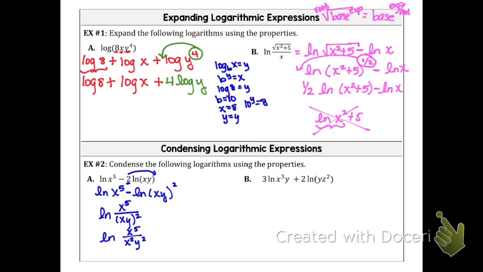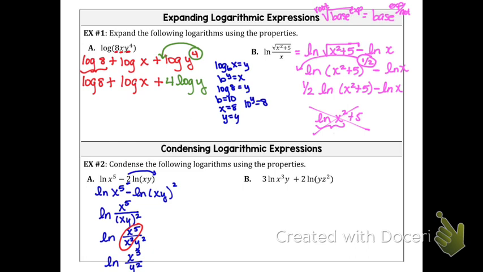And then we can simplify this. So this is going to give me the natural log, x to the 5th divided by x squared. Remember, when you divide, you subtract the exponent. So 5 minus 2 is 3. So it's going to give me an x cubed on top, because that's where the 5 was. And then I still have my y squared on bottom. And so, let's see, we don't have anything being added. We don't have anything being subtracted. And we don't have any coefficients. So we are in condensed form.